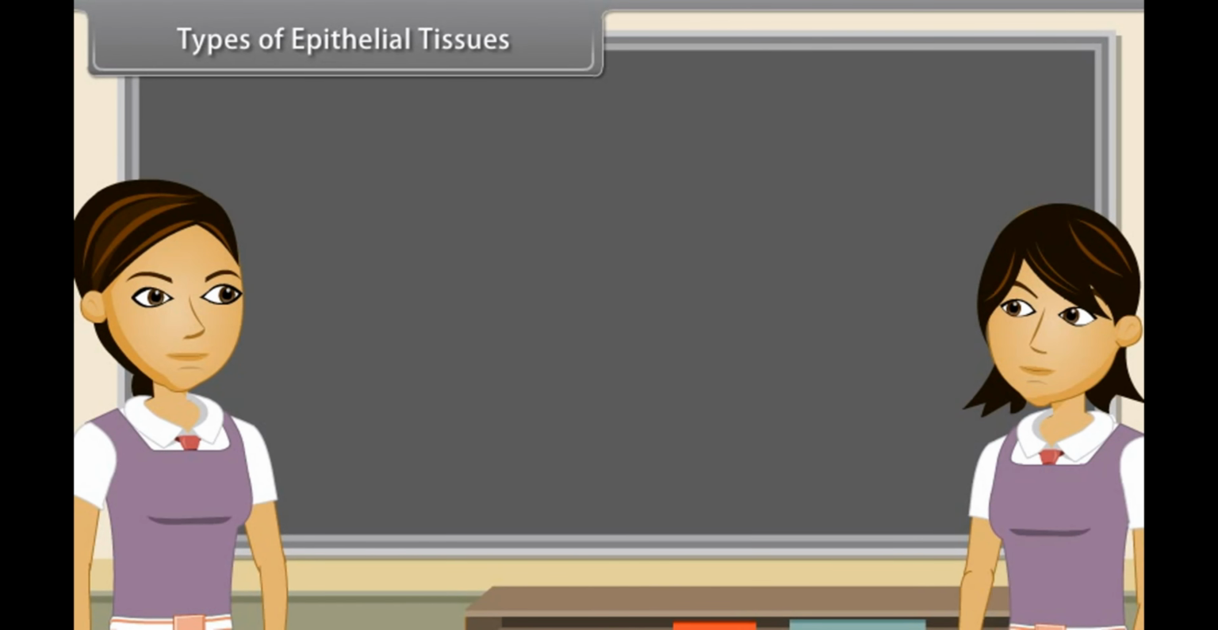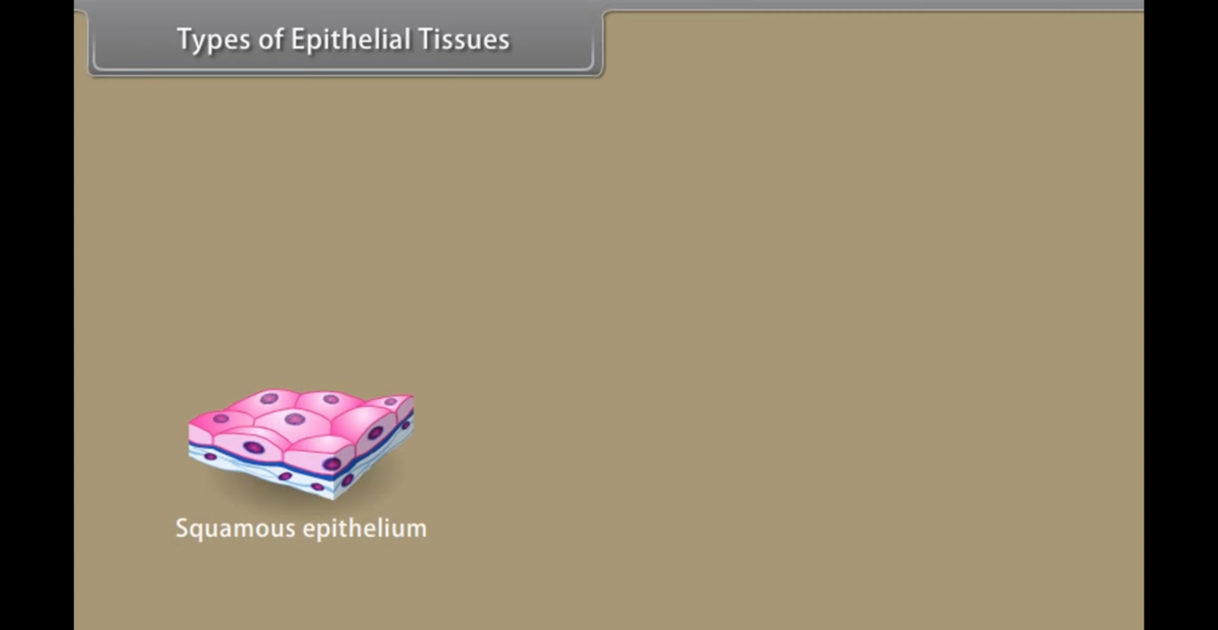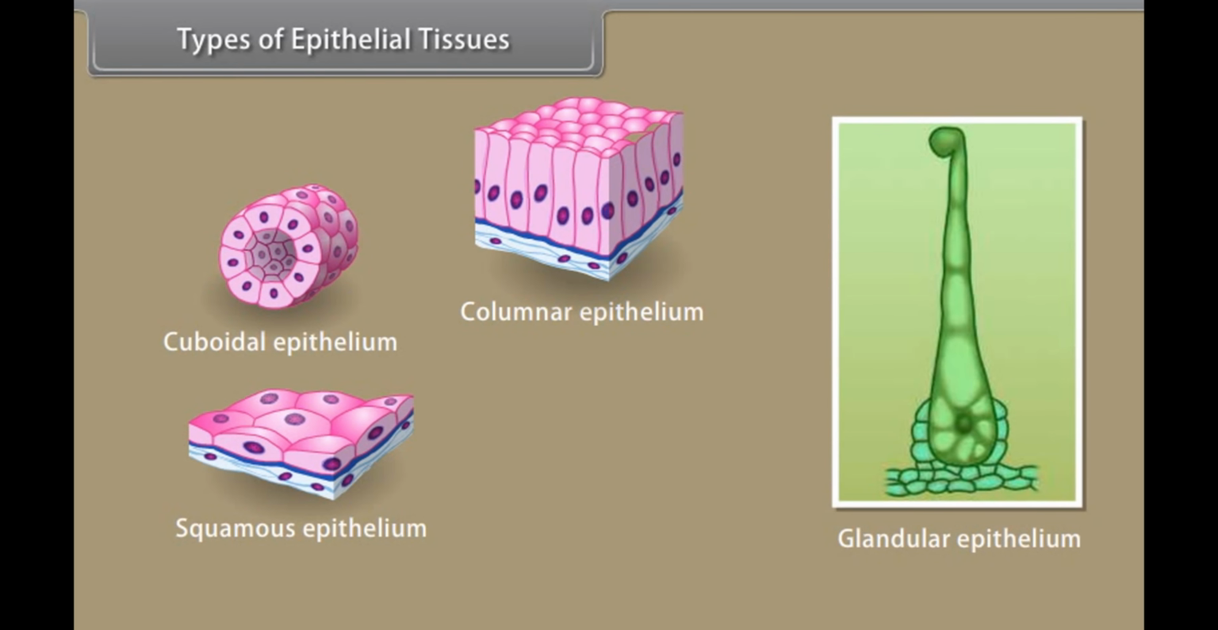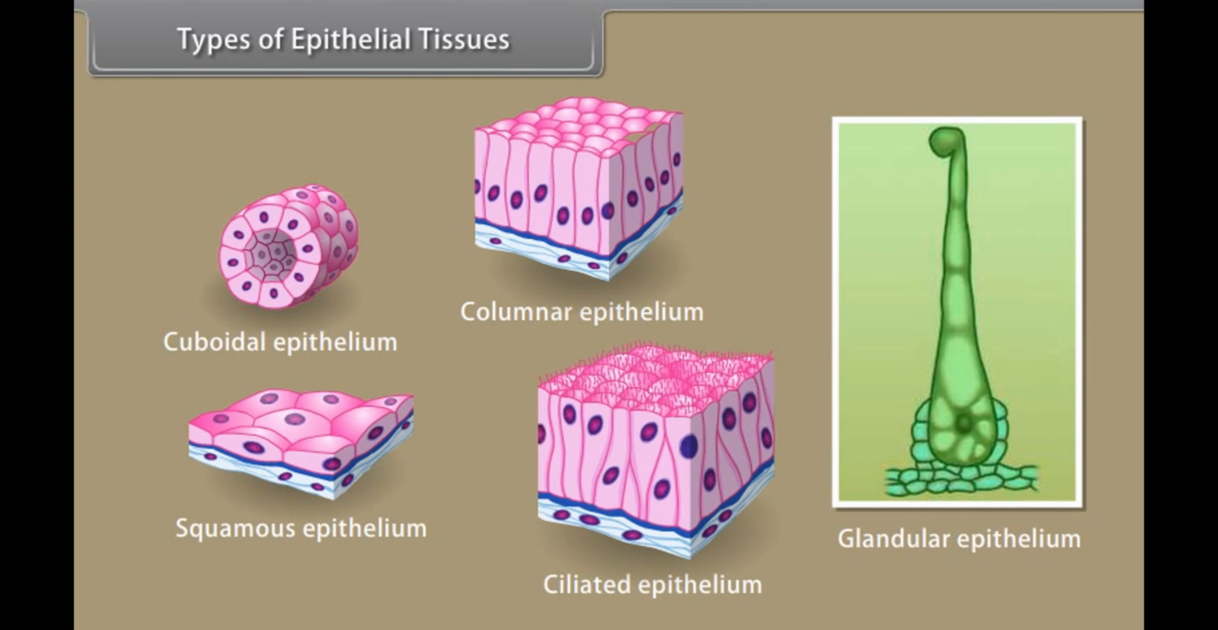Types of epithelial tissues. Epithelial tissues are classified into 5 types on the basis of functions of the cells and shape of the cells: squamous epithelium, cuboidal epithelium, columnar epithelium, glandular epithelium, ciliated epithelium.